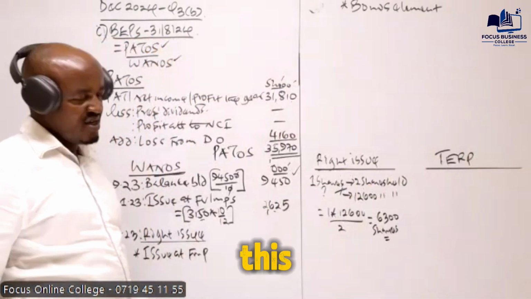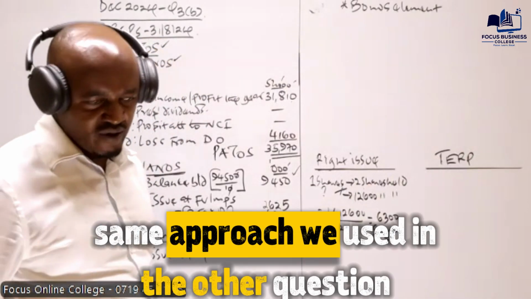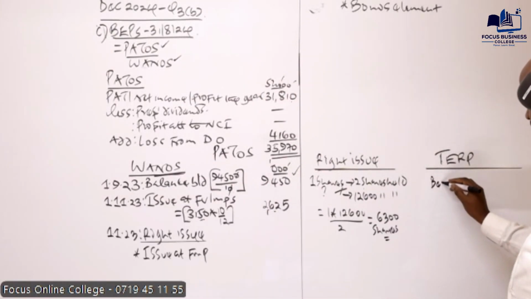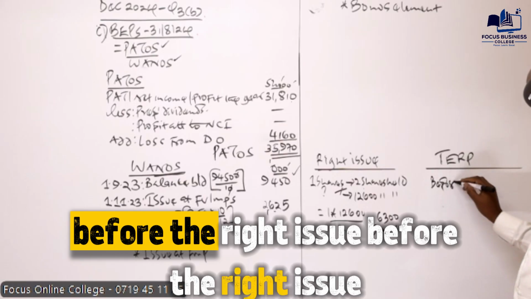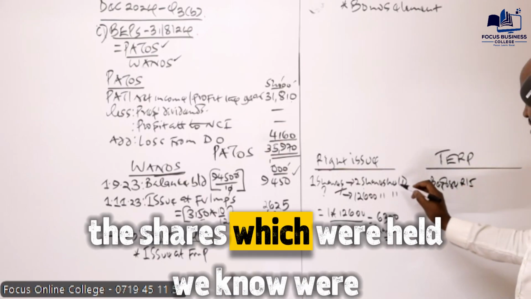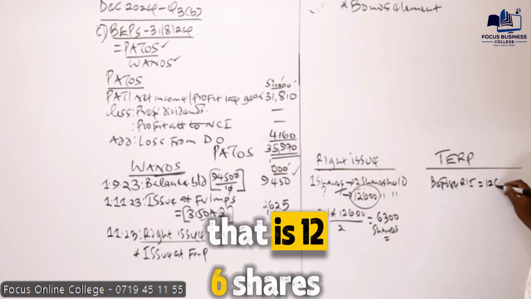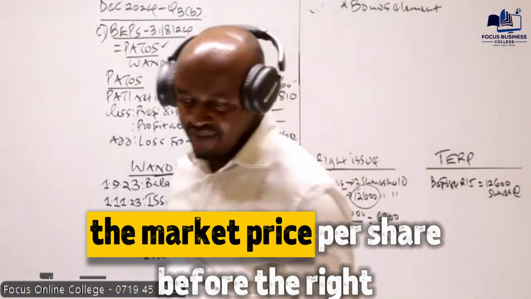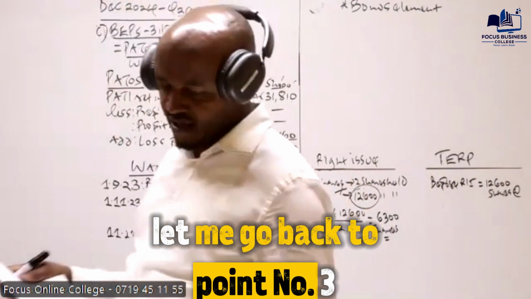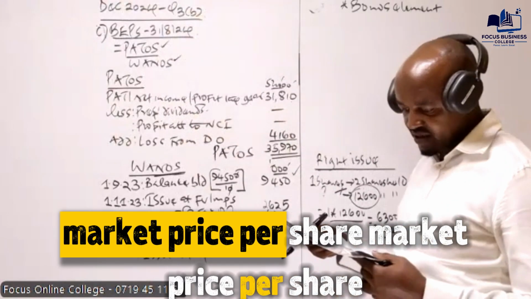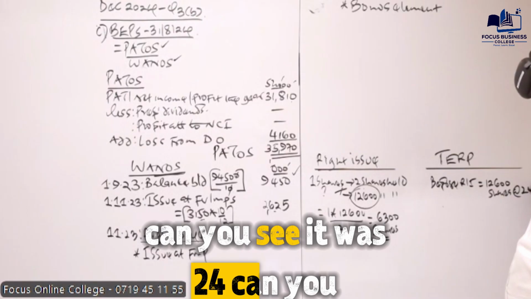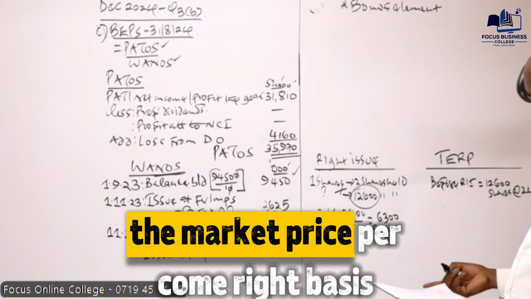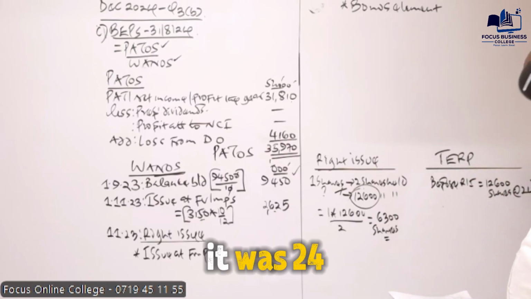For us to be able to do this, we're going to use the same approach we used in the other question. How many shares were held before the rights issue? The shares which were held were these ones, 12,600 shares. What was the market price per share before the rights issue? If we go back to point number 3, the market price per share before the rights issue was 24. I hope you can see that.